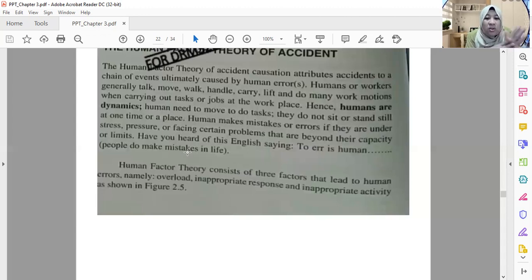Okay, so they say here, have you heard of this English saying, to err is human? Please do make mistakes in life. Because some people say, if you have made a mistake, actually you learn from the mistake. Kita bila kita buat kesalahan, sebenarnya kita belajar daripada kesalahan kita tu, supaya kita tak mengulangi kesalahan tersebut.